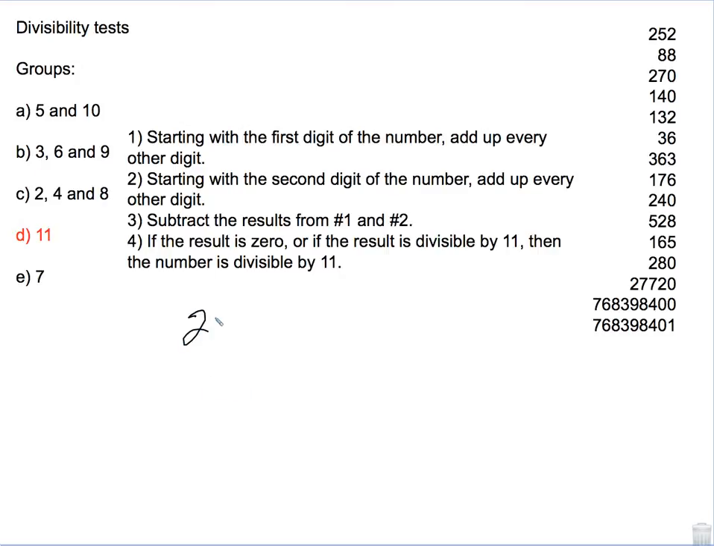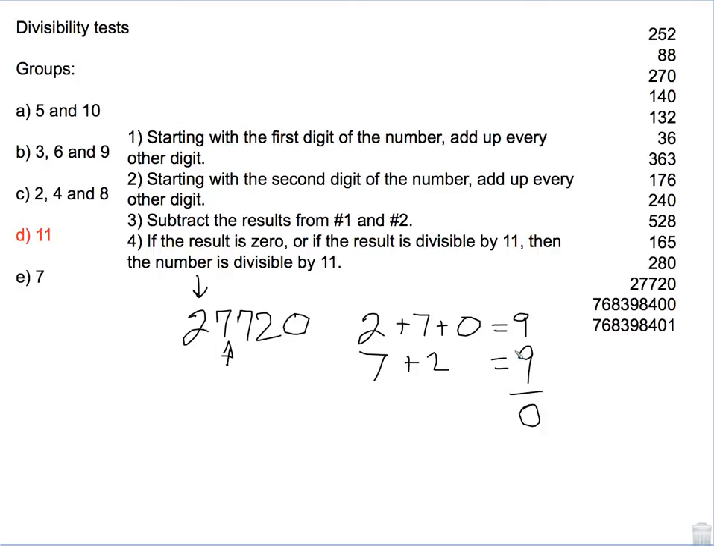Let's take 27,720. If we start here, we're going to add 2 plus 7 plus 0. That equals 9. And then, if we start here, we'll add 7 plus 2. That equals 9. The difference is 0. So this is divisible by 11.